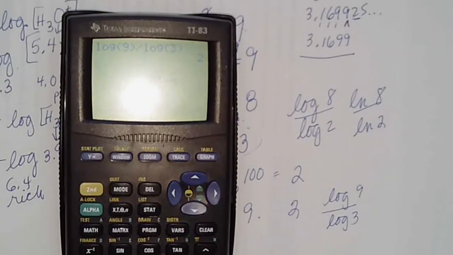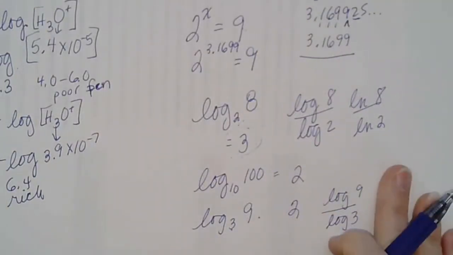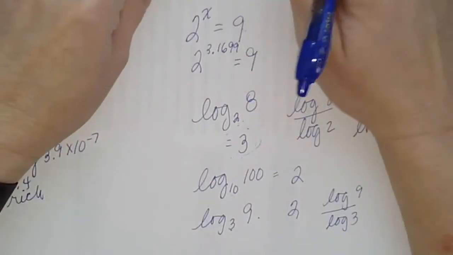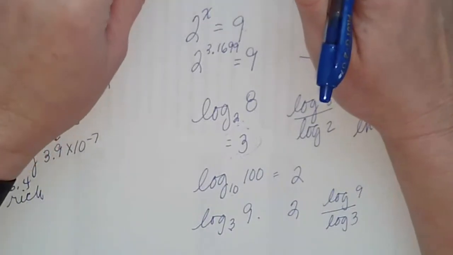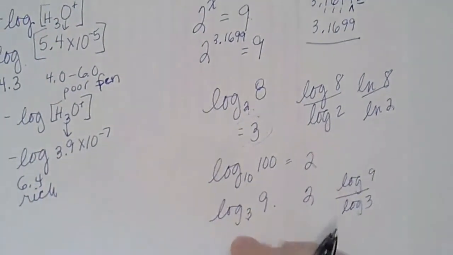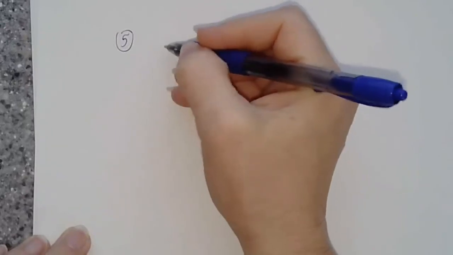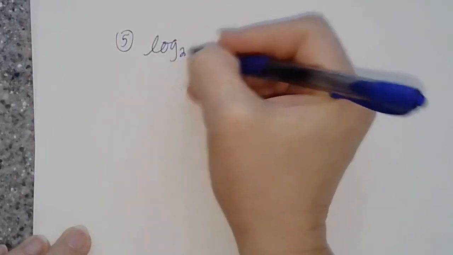All right, let's see what's up next. All right, the next question, number 5, is a concept question. It says, why is log base 2 of 0 undefined? Log base 2 of 0 is undefined, and why is that?